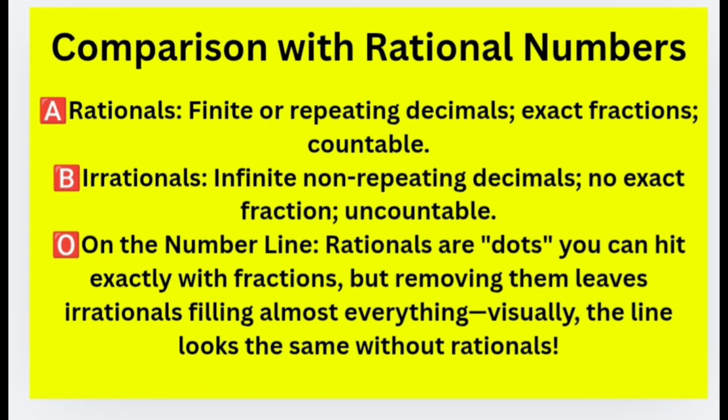Comparison with rational numbers. Rationals: finite or repeating decimals, exact fractions, countable. Irrationals: infinite, non-repeating decimals, no exact fractions, uncountable. On the number line, rationals are dots you can hit exactly with fractions, but removing them leaves irrationals, filling almost everything visually. The line looks the same without rationals.